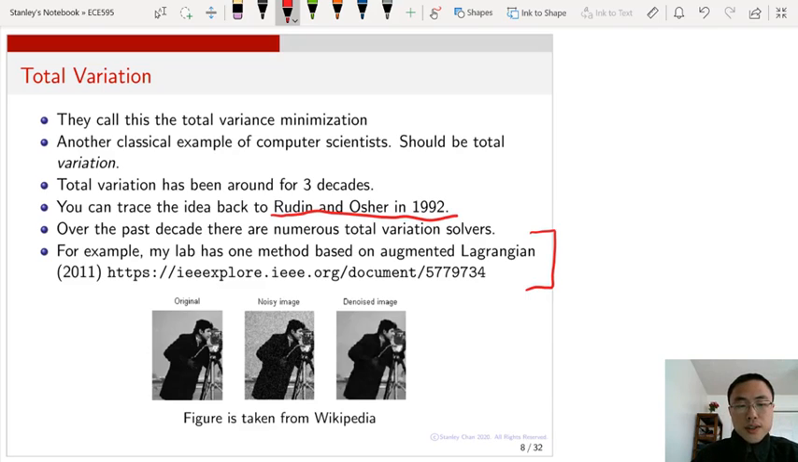Pictorially, what you have is this. Suppose this is a clean image, and then here is your noisy image. You can apply a total variation solver, then you will be able to do some kind of denoising. And so you can see here, if you have an adversarial attack pattern going on in your noisy image, after total variation, most of the background will become smooth.